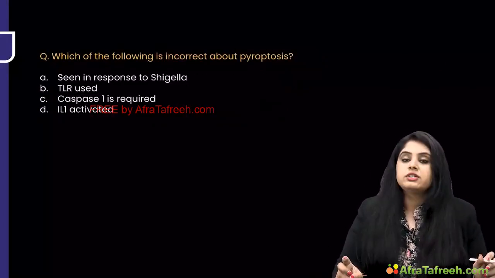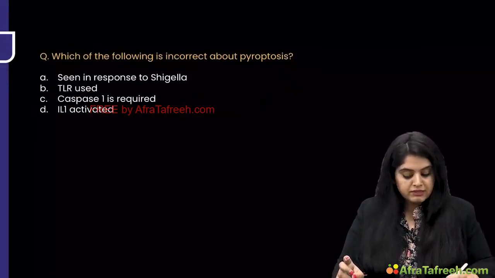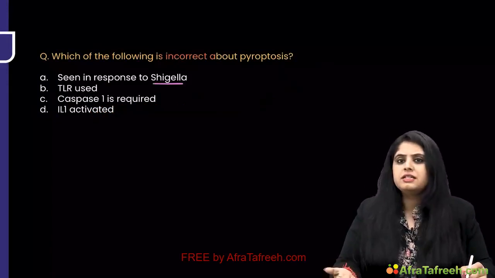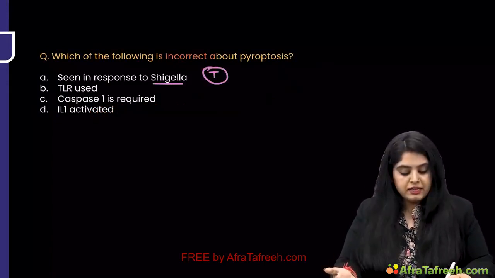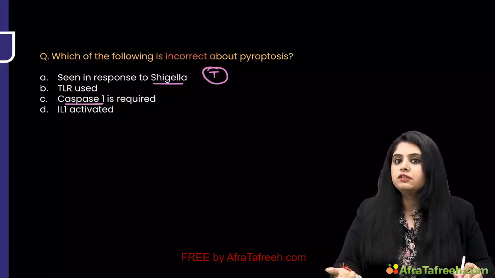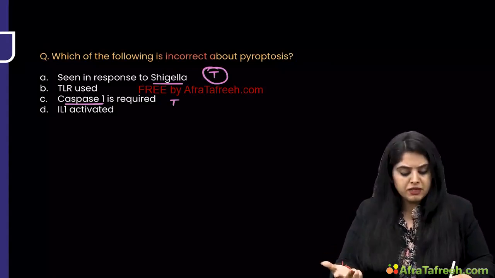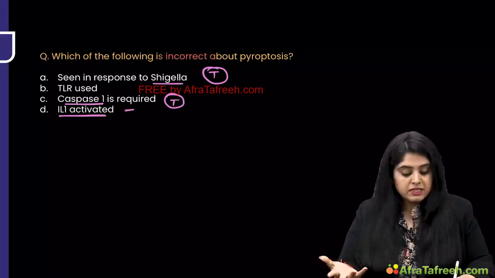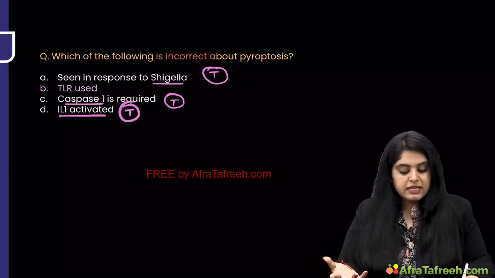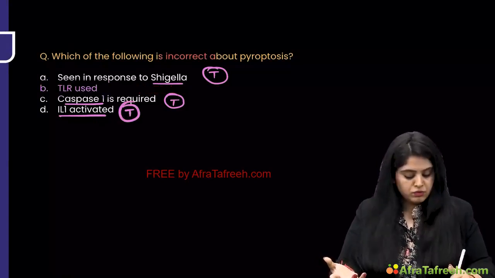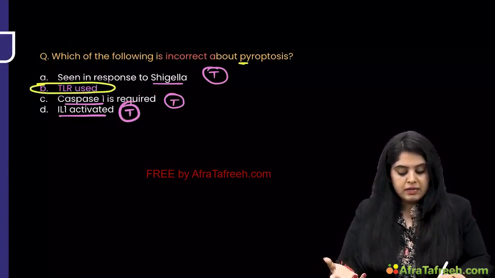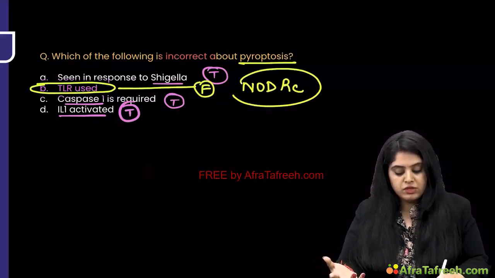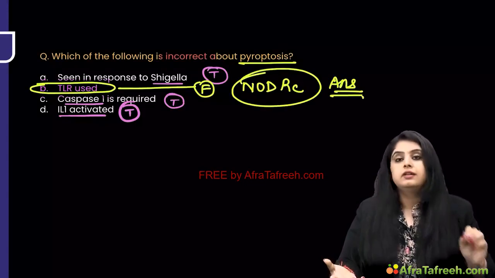Let's practice one more question and wrap up the cell deaths. Which of the following is incorrect about pyroptosis? Tell me. Pyroptosis, is it seen with bacteria like Salmonella, Shigella? Yes. Is caspase 1 required? Of course. For death and for fever, caspase 1 was required. Was interleukin 1 activated? Of course, fever was happening with interleukin 1 only. All of these are correct. Is toll-like receptor used? No, not toll-like receptor. In pyroptosis, which receptor is used? It is the NOD receptor. That is what is going to be the answer over here.